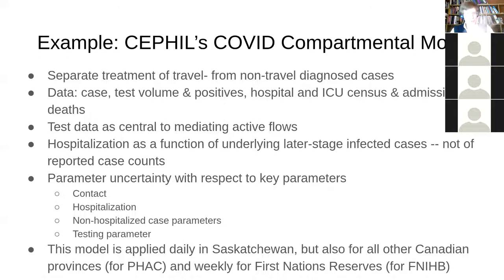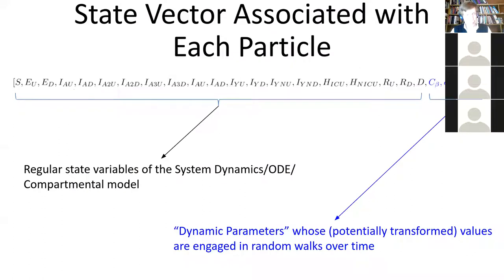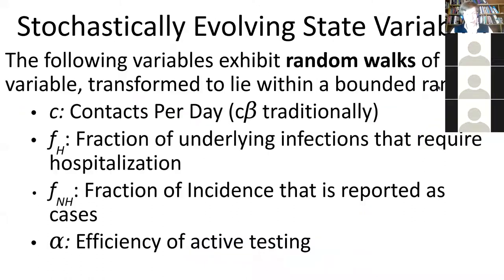We have this very sophisticated compartmental model. It's been used again for all these different provinces, for 9 of the provinces multiple times, for FNIB and for PHEC, for First Nations reserves and for others, as well as for Saskatchewan, and then on occasion for municipalities, et cetera. Each particle is a certain state vector. And what's important is that there are certain parameters that are adjusted here dynamically. They're evolving dynamically over time.